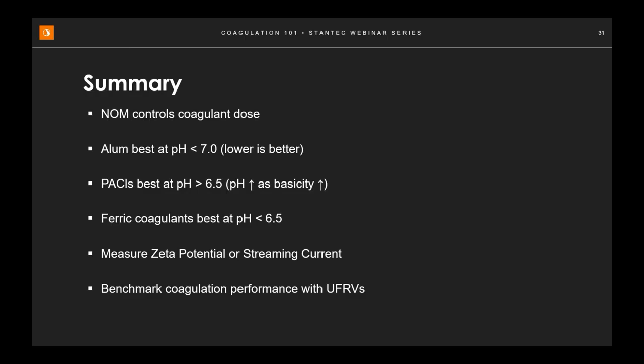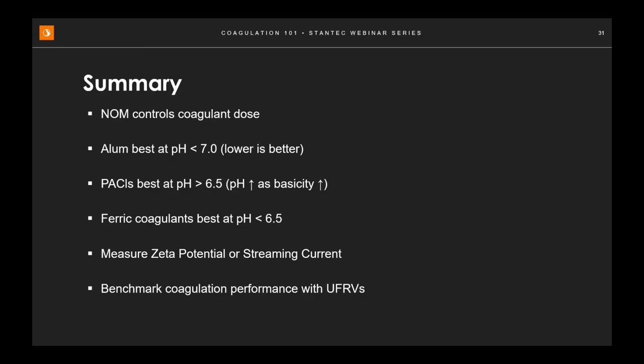Okay, so in summary, we know that the natural organic matter, or TOC concentration, is going to control the coagulant dose. So you have to monitor it, and you have to expect, if you've got a lot of TOC, you're going to need a lot of coagulant. We know now that alum works best at pH less than 7. You can get it to work in the mid-7s, but lower is definitely better. Polyaluminum chlorides are going to work best at a pH that's greater than 6.5, often between 6.5 and 7. Ferric coagulants work best at pH less than 6.5.